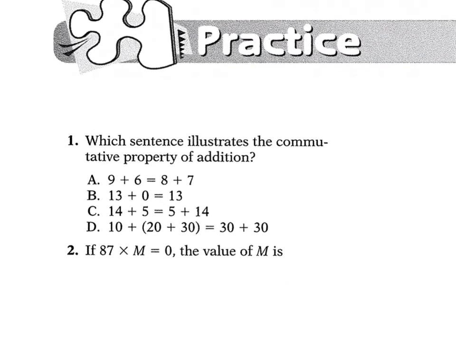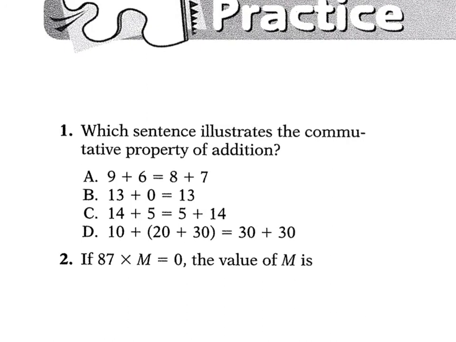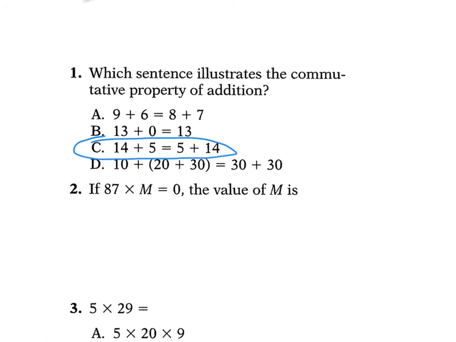Okay, more practice. Number 1, which sentence illustrates the commutative property of addition? So we said commutative property is when the order changes. So the only one where the order changes would be C. We could add 14 plus 5 and 5 plus 14 and get the same thing.